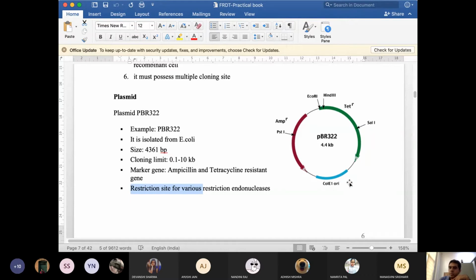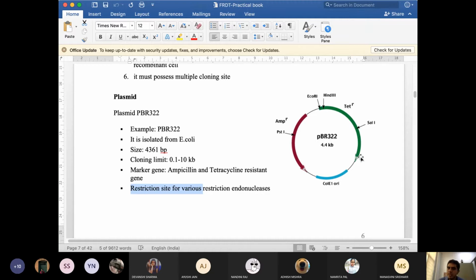This is the origin of replication it has. So from this E. coli, the plasmid is there. From that plasmid, you take out the origin of replication from the plasmid which has the ampicillin resistance gene. You take out the ampicillin resistance gene and then you combine it.